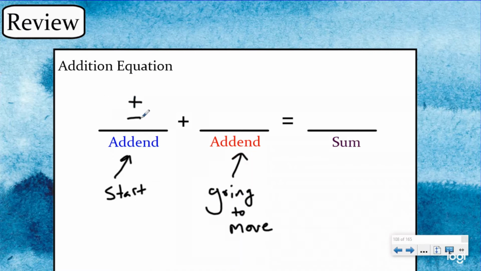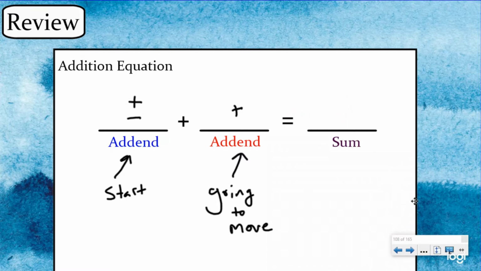Today we're either going to be starting at a positive or negative add-in, and then our second add-in, that's telling us to move, will be positive today. So we're going to be taking a positive or negative and then adding a positive to that, and that of course is going to give us our sum.